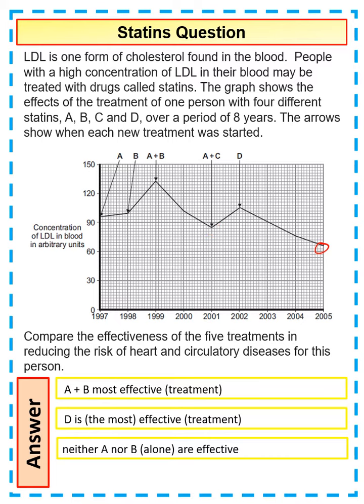If you look at A and B alone, they don't really do a great deal, but they are vaguely effective. So B is less effective than A because it's still going up. You can see it goes up there. So B is making no difference. And A and C, because it goes up again, is not effective whatsoever.